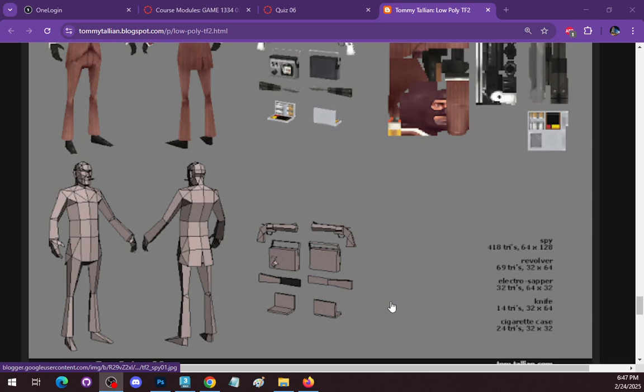He's got, I believe, the electro sapper. It's got 32 tries at the box. Here's the detail on the revolver, where he went a little bit further. There is 1, 2, 3: the trigger guard, then the piece right here, then the barrel right here, and then one piece up here for the iron sights.